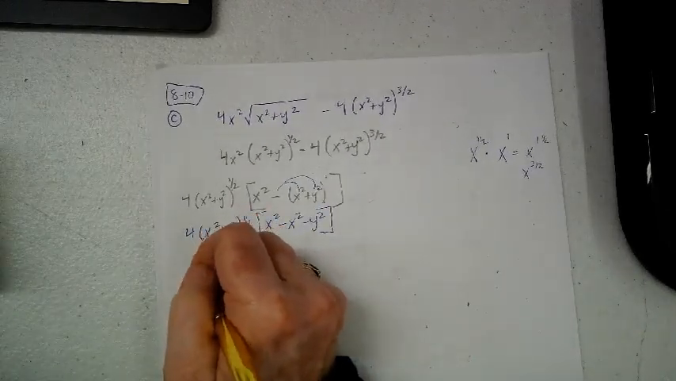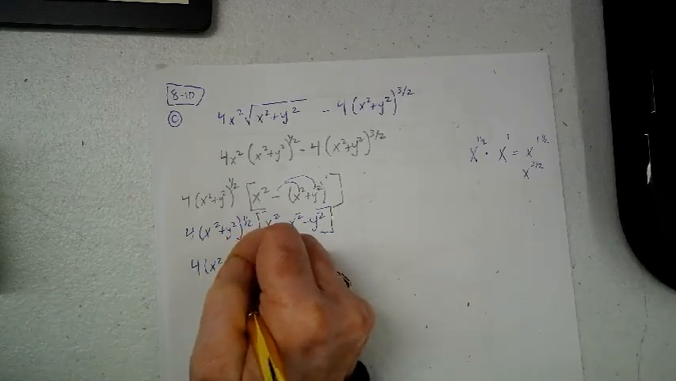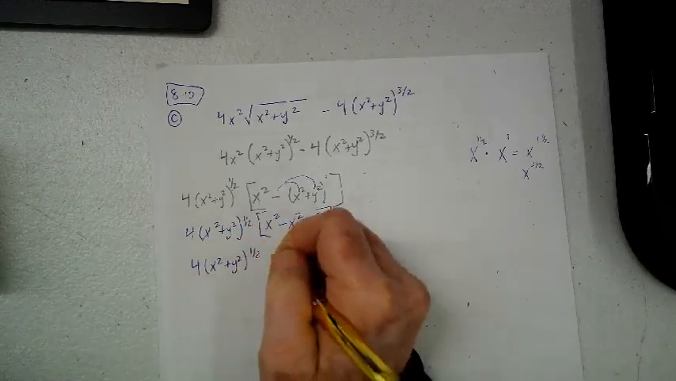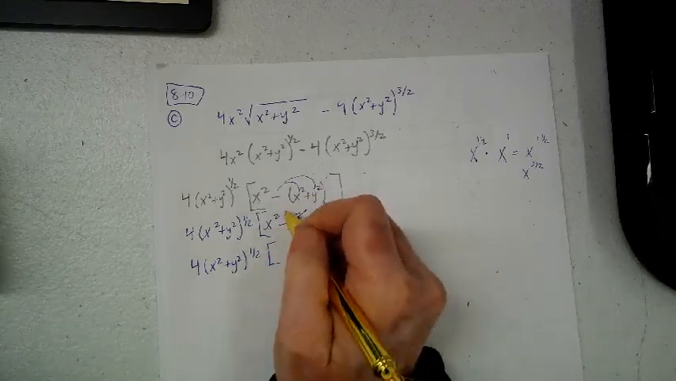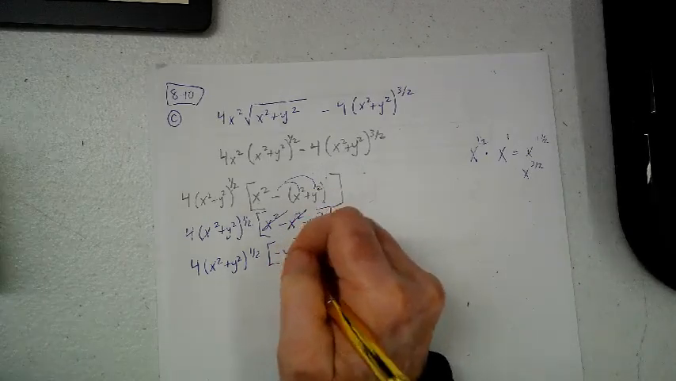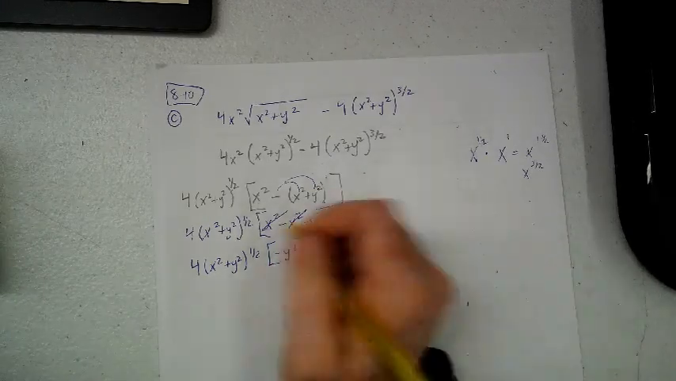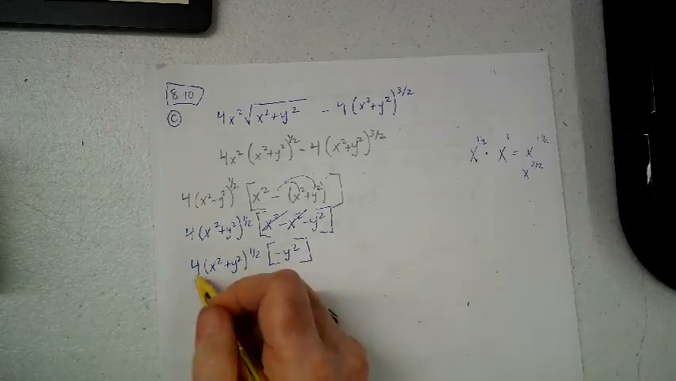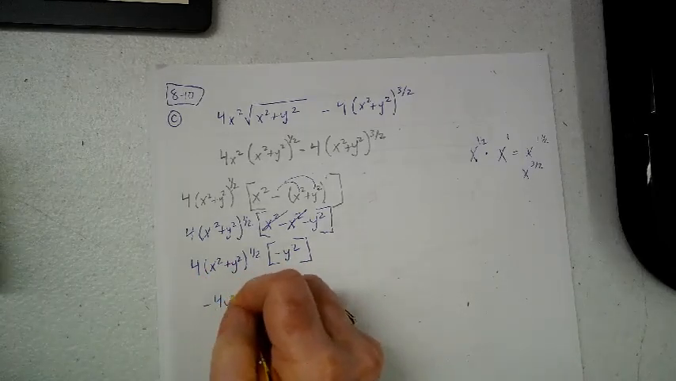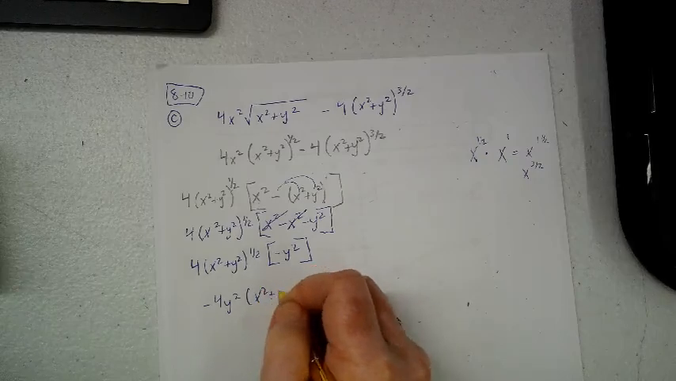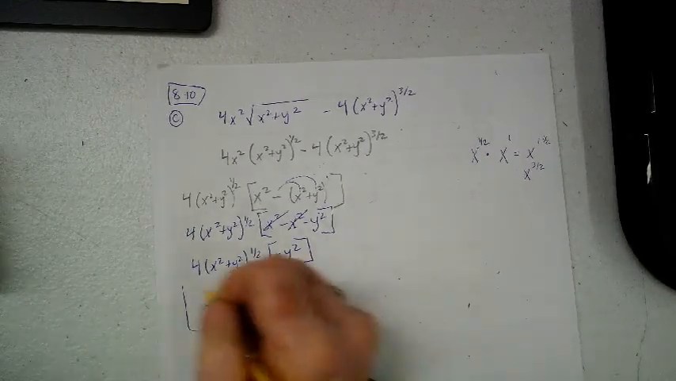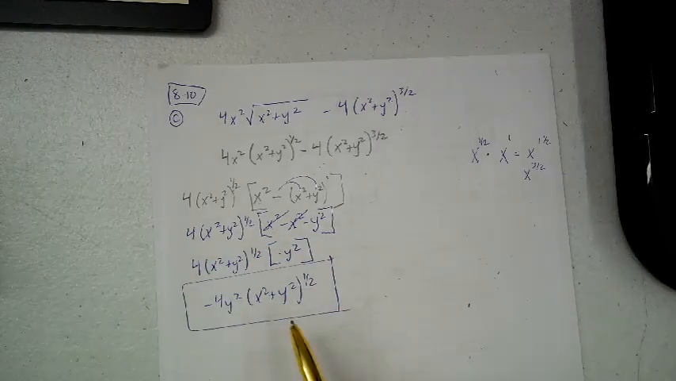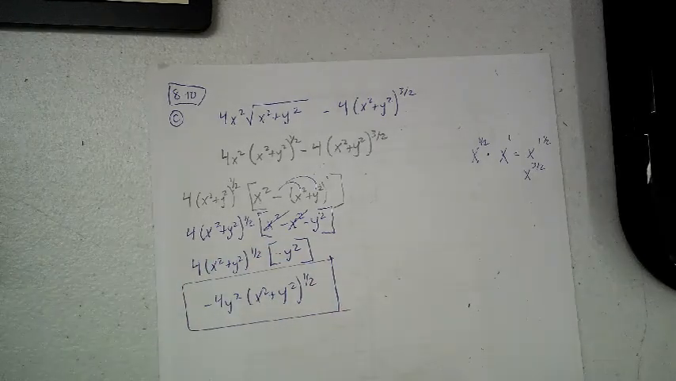And then those two cancel out, and then I've got -y squared. But really I can just multiply that by this and I get -4y squared, x squared plus y squared to the half. I think that'll do it. Checking it. Yep, that's it.